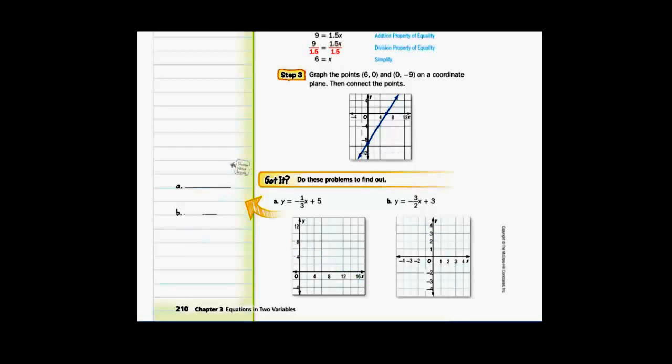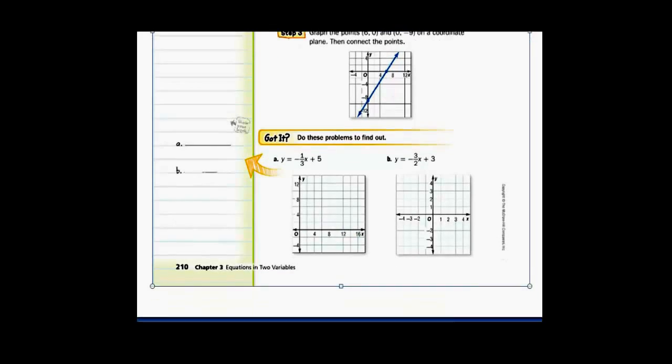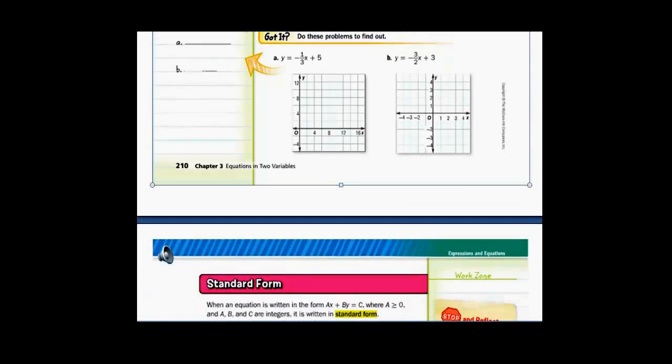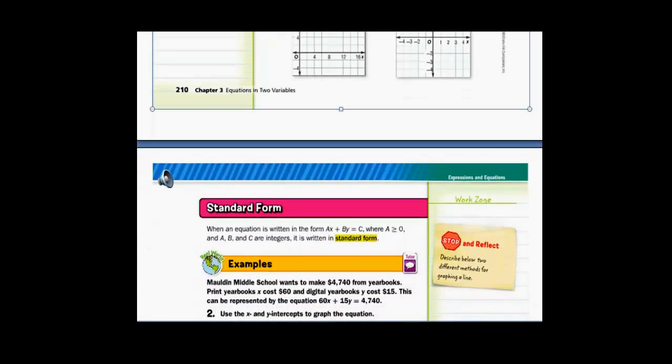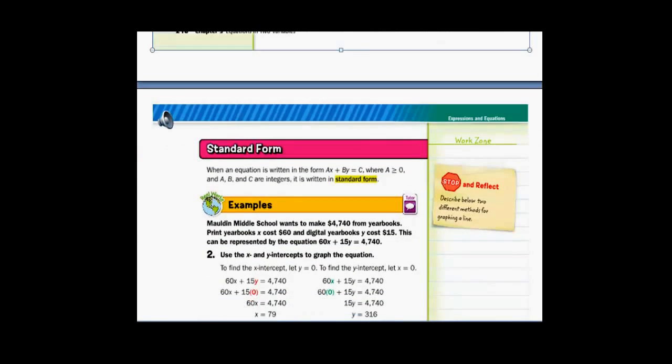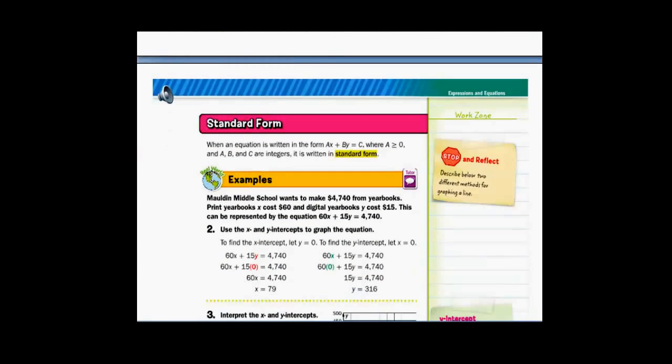Next, we need to talk about standard form. So far we've had direct variation form, slope-intercept form. Here's yet another form for you to add to your notes. Right here. AX plus BY equals C. That is standard form. AX plus BY equals C. So that is just another form for you to know.